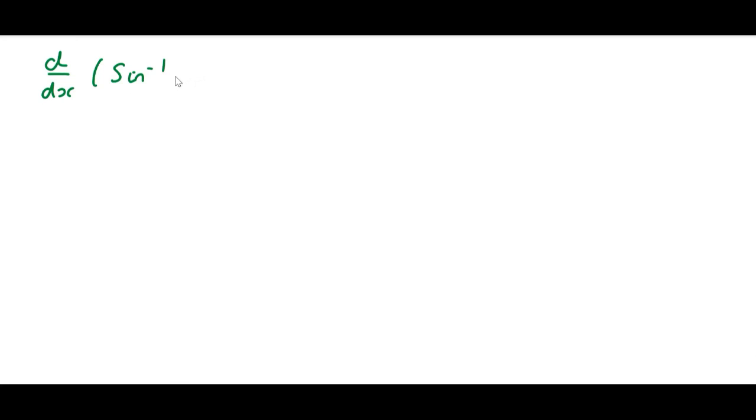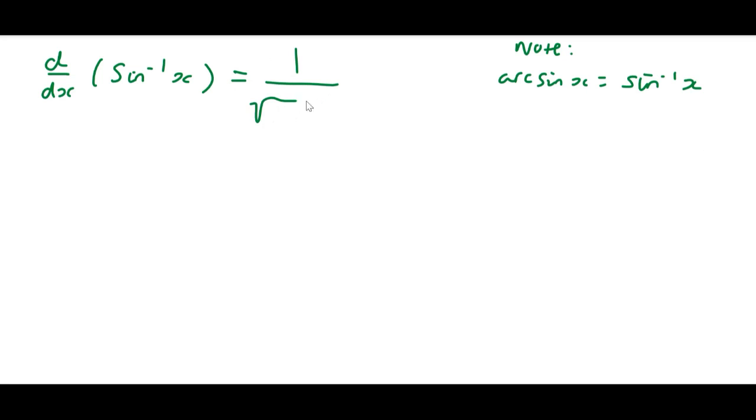sine to the minus 1 of x, or you can write arc sine x. So let's just note that arc sine x is equal to sine to the minus 1 of x. Okay, so that's just a notational thing. For cos and tan, you can put arc before them. And this is equal to 1 over the square root of 1 minus x squared. And of course, this is not valid when x is equal to plus or minus 1 because we get 0 on the denominator.